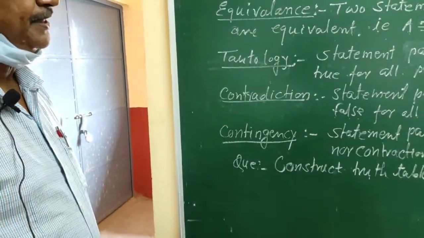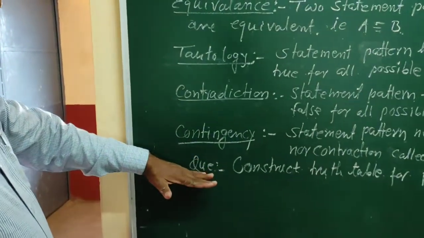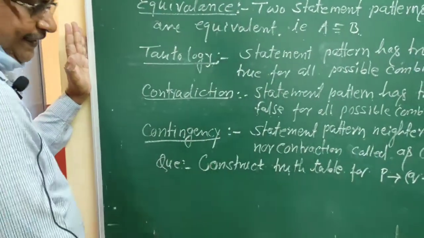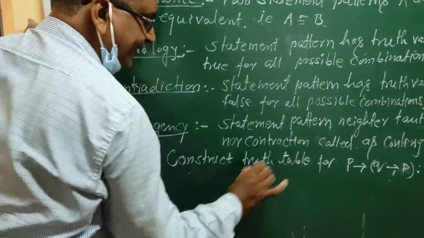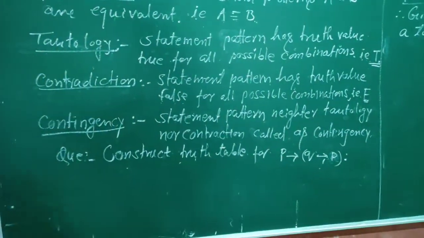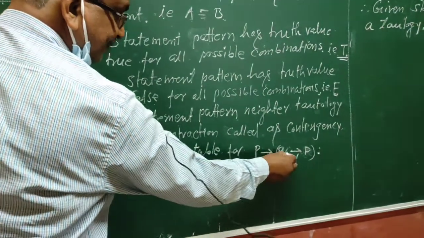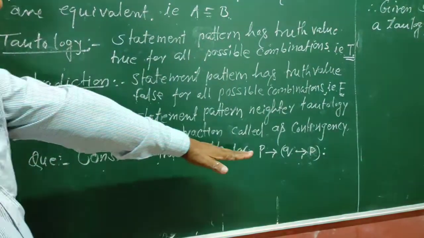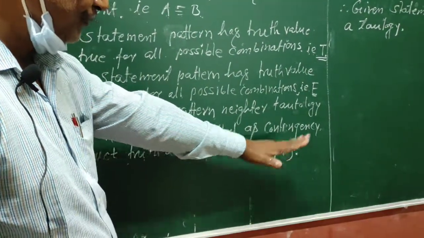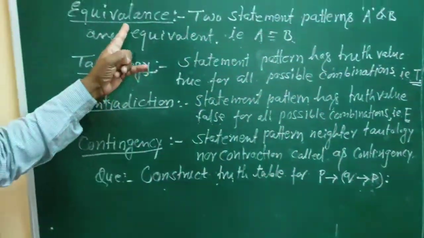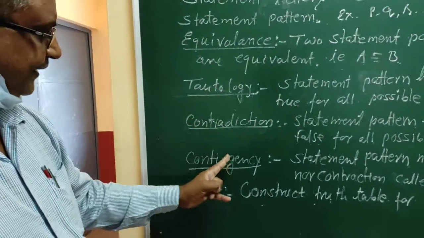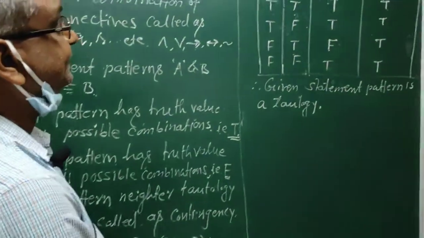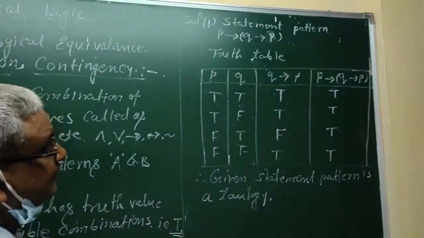Now we come to the proper example of this type. We write here: construct the truth table for the given statement pattern, P implies (Q implies P). Now here only the statement pattern is given, and we want to decide, out of these three types, tautology, contradiction and contingency, which one is the given pattern. So we take the truth table solution here.